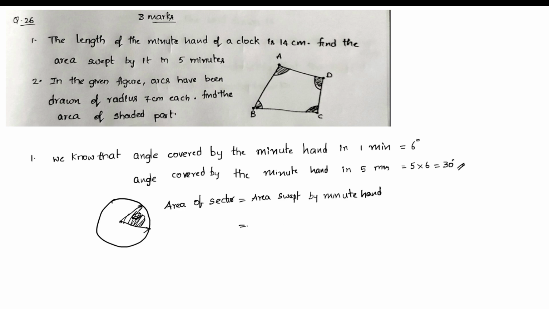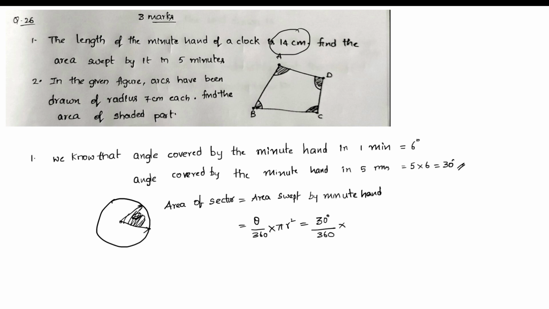So how can you find the area of a sector by the formula? Theta by 360 into pi r square, where theta here should be taken as 30 degrees. So 30 degrees by 360 into pi r square. Pi, we can take the value of 22 by 7, because if you observe, the value of r is 14, which is a multiple of 7. So I can take pi as 22 by 7.